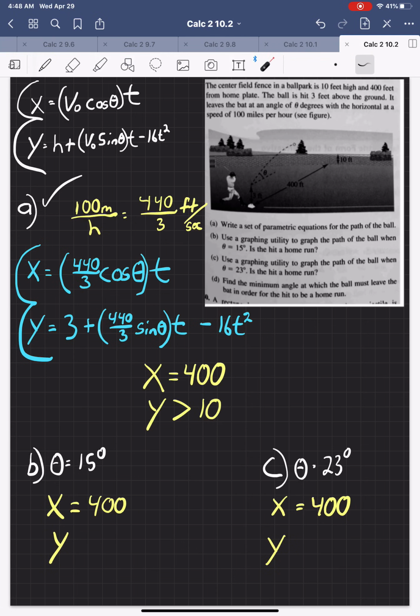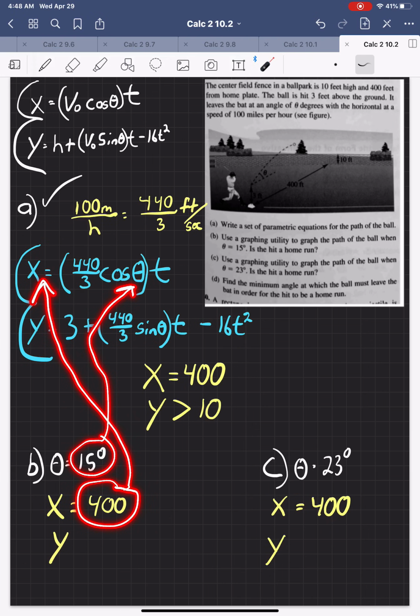Okay, so when X is 400 and theta is 23 degrees, all that you're doing, let's start with 15 degrees. Plug 15 degrees in here for theta, and set X equal to 400. You see what I'm pointing out here? Then, do you agree with me that if you know what X is and you know what theta is, then you can solve for T? Agreed? We'll do that in a little bit.